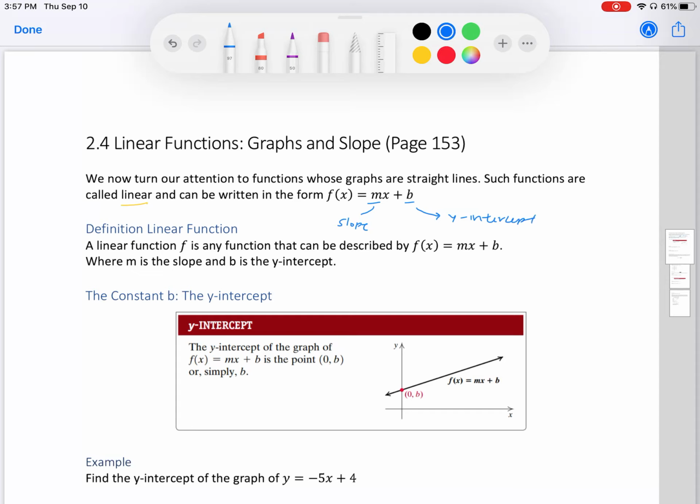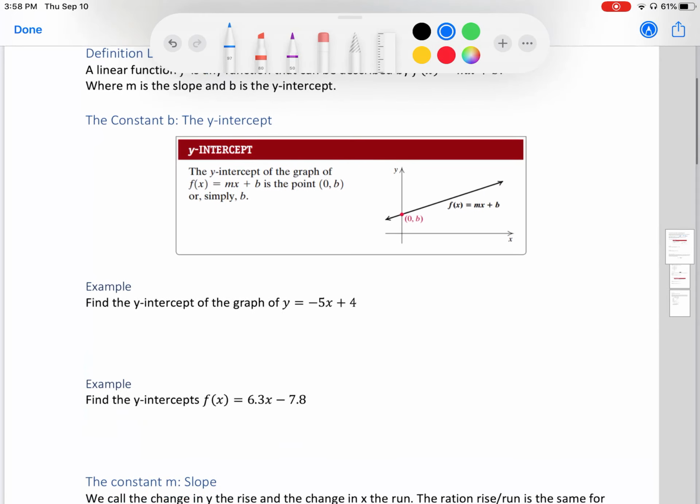Okay, let's continue with our notes. Definition of a linear function. A linear function f is any function that can be described by f of x equals mx plus b, where m is the slope and b is the y-intercept. The constant b, the y-intercept.